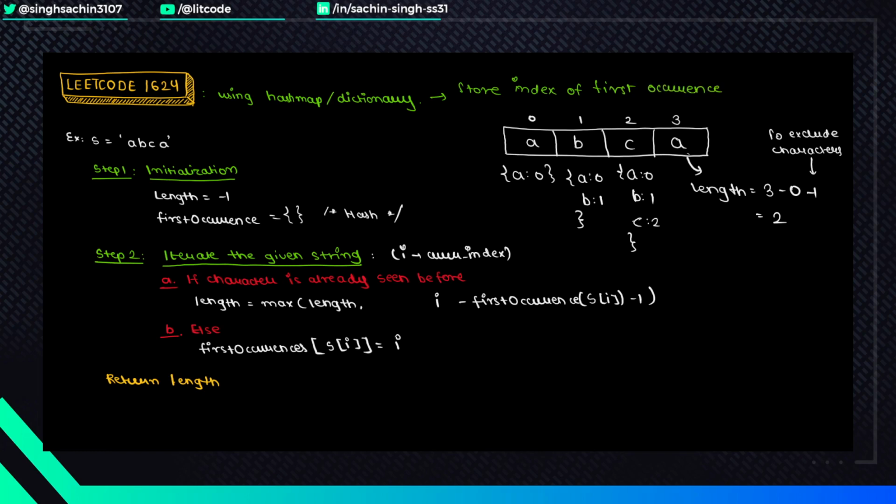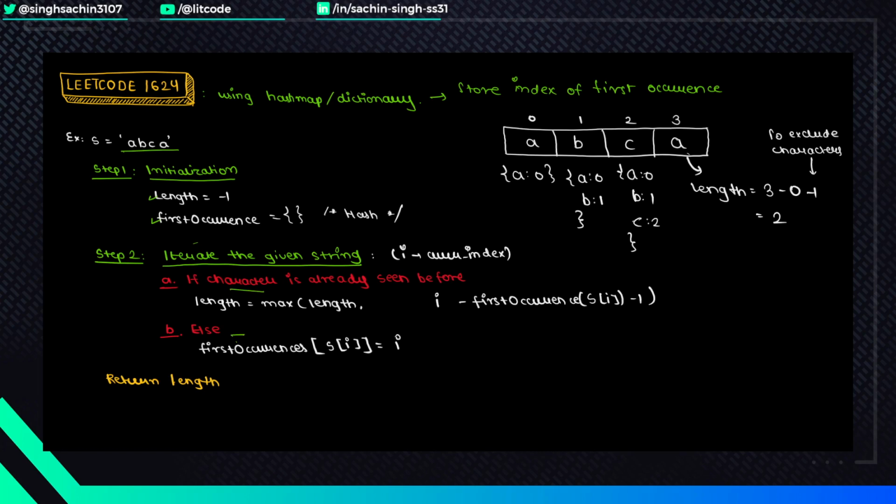Let's take the same example which we discussed in the problem statement. So s is ABBCA. We're going to use two variables, length and first occurrence. In first occurrence, we will be storing the index where we saw that particular character for the first time. After that, we will iterate the whole string one by one, and we'll check for two cases: if we have already seen the character or not. If not, then what?